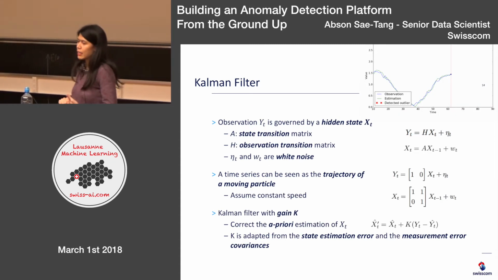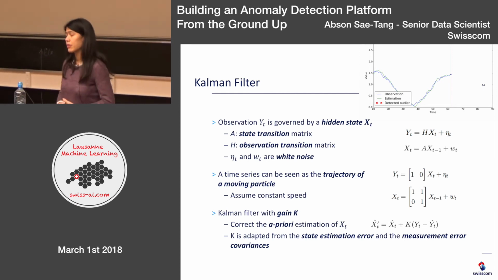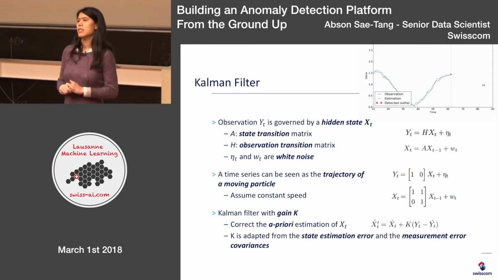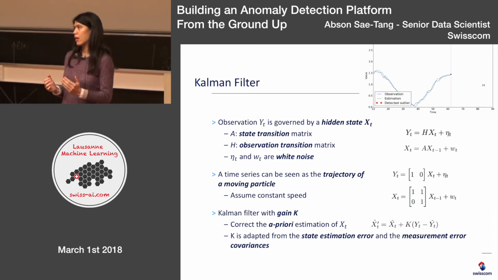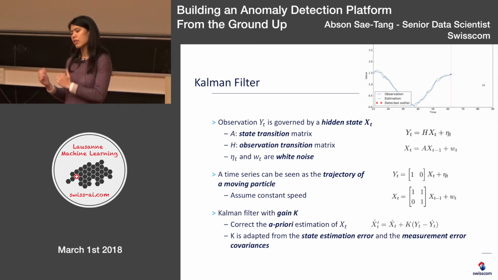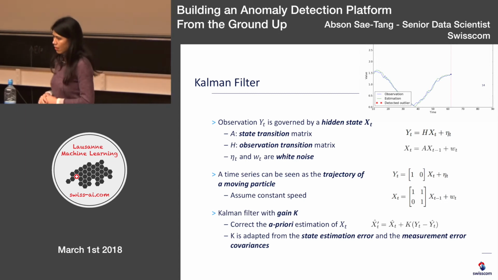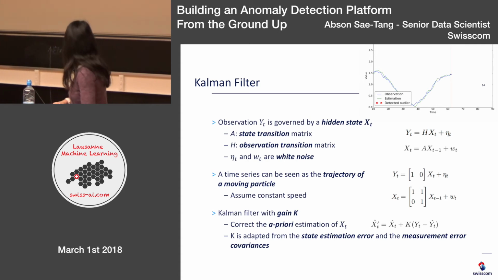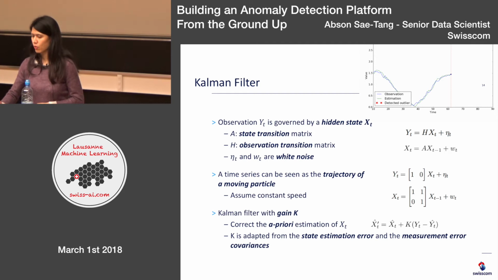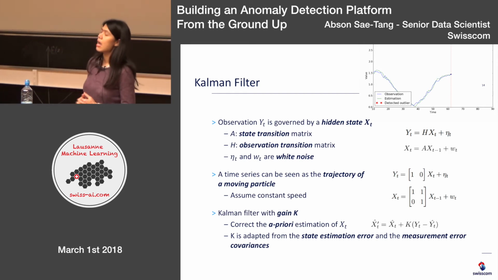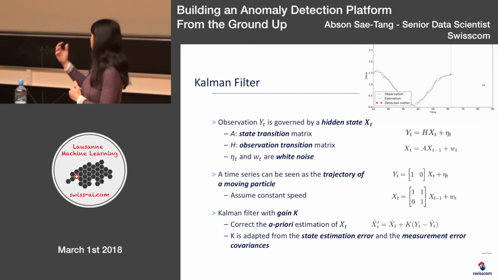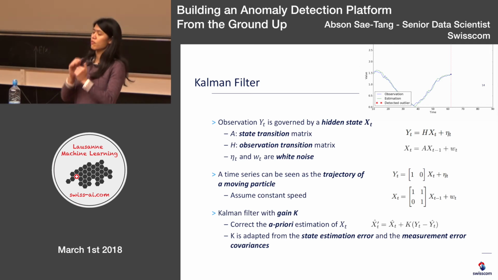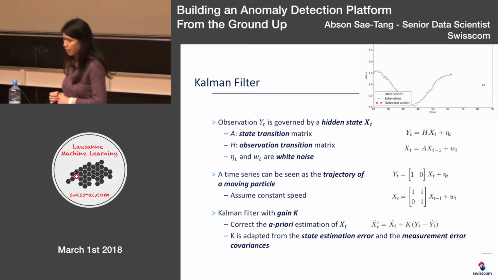We also tried the Kalman filter. The Kalman filter is a state space model. The general idea of a state space model is to say that an observation is the result of a dynamic system in a given state. So our work is to provide these two matrices: the observation transition matrix H, which will tell how to transition from a hidden state to the observation, and a state transition matrix A, how to transition from the previous state to the current state.